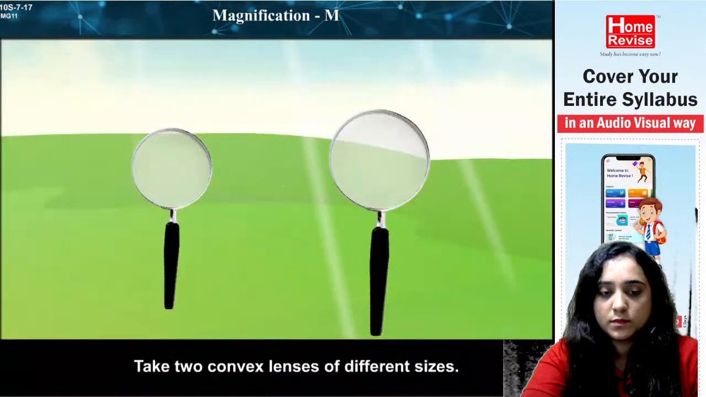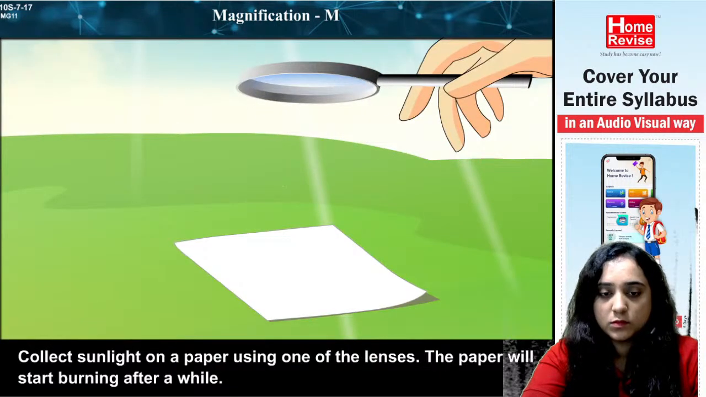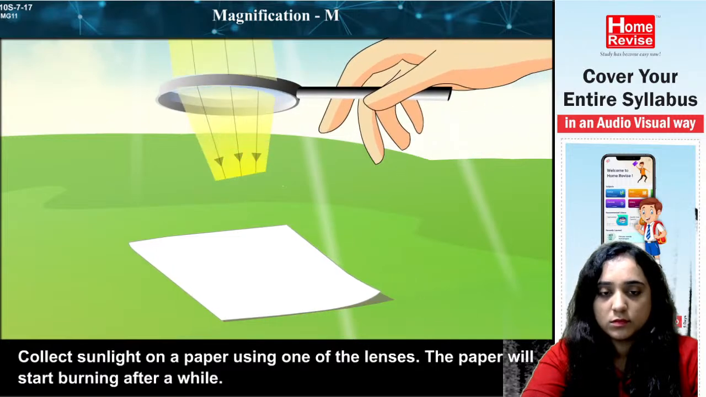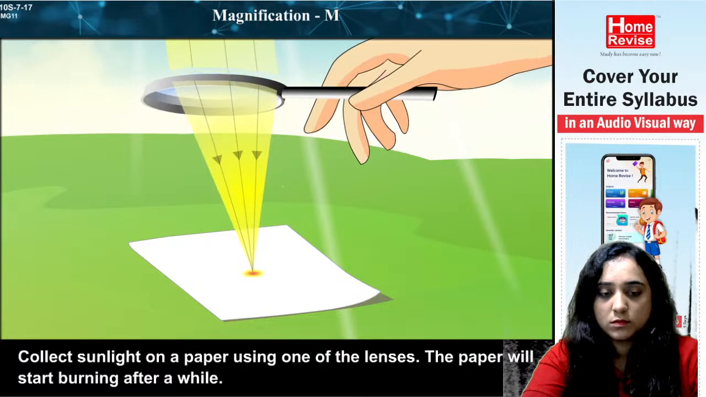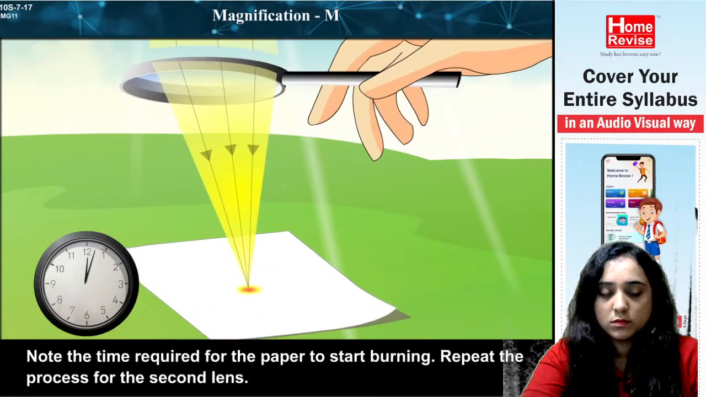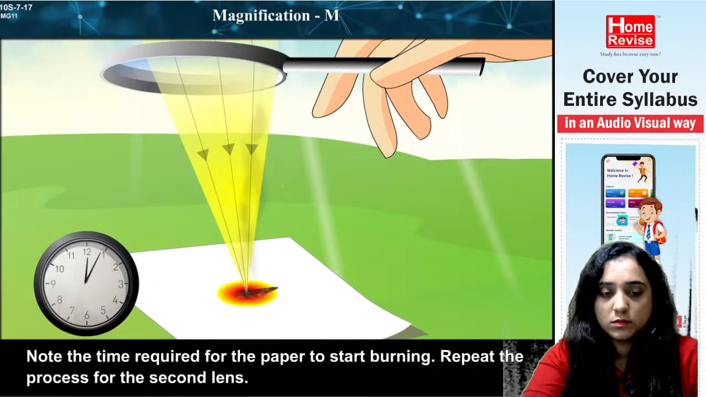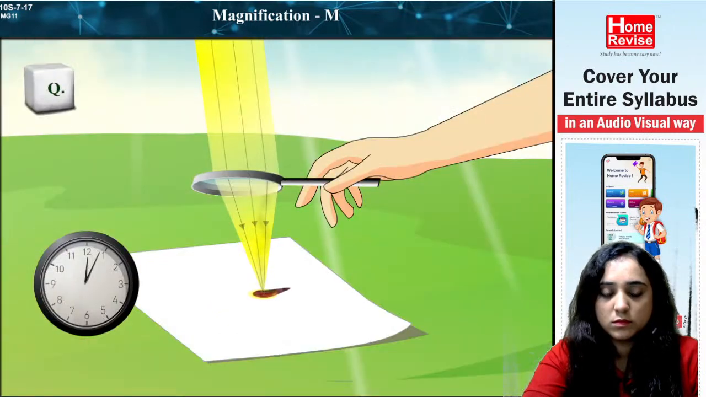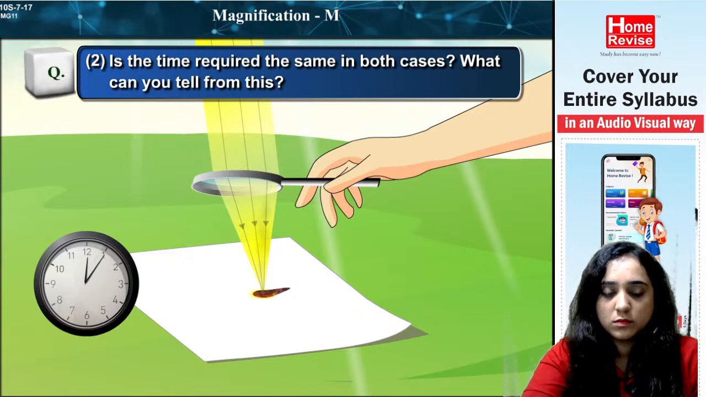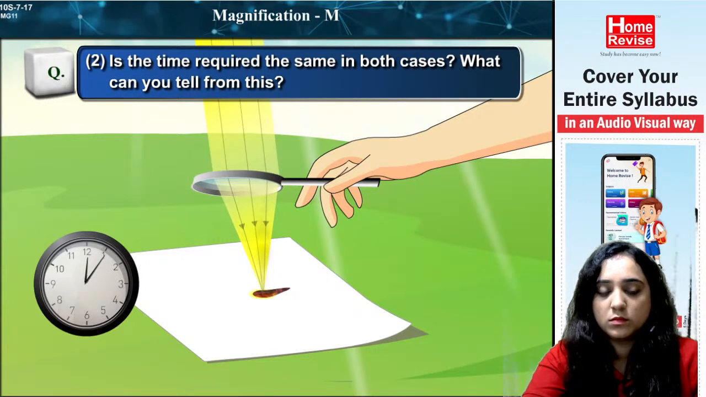Take two convex lenses of different sizes. Collect sunlight on a paper using one of the lenses. The paper will start burning after a while. Note the time required for the paper to start burning. Repeat the process for the second lens. Is the time required the same in both cases? What can you tell from this?